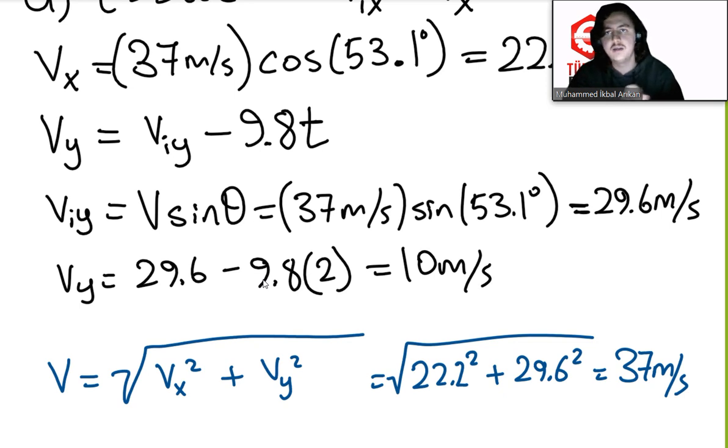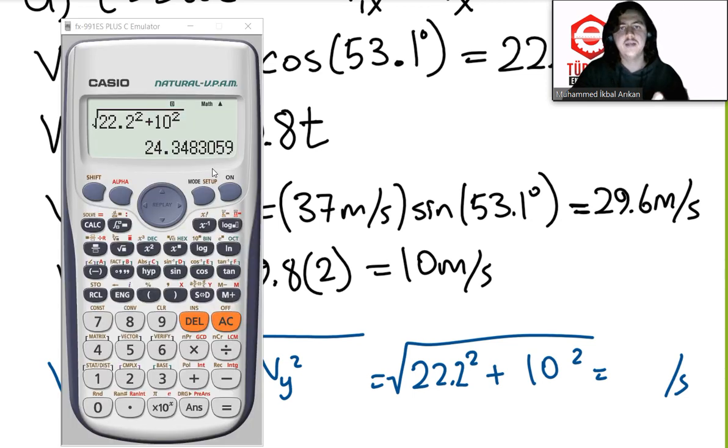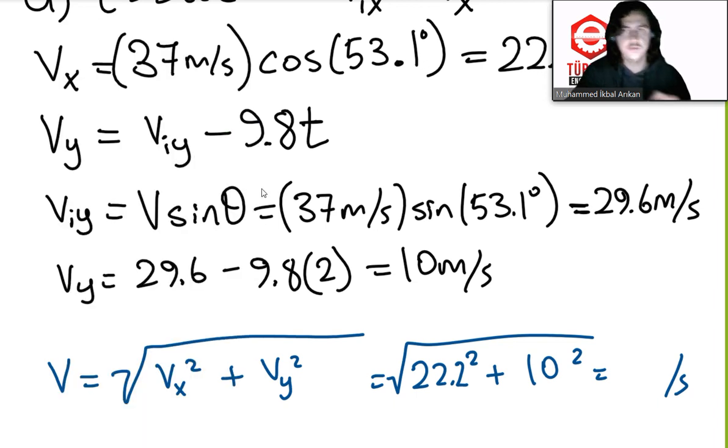So here, instead of this one, this is initial y. Actually, I must use the y velocity when time equals 2 seconds. So I will get a different value. You will see that our velocity has decreased. Let's see what's the solution. Actually, the result of this will be just 24.3. So this is our answer.